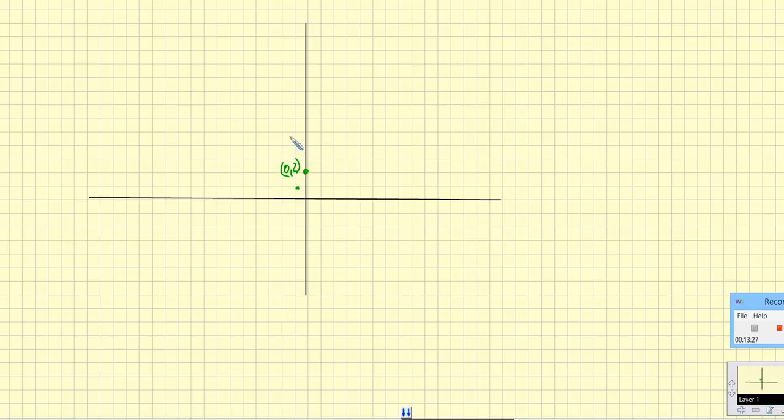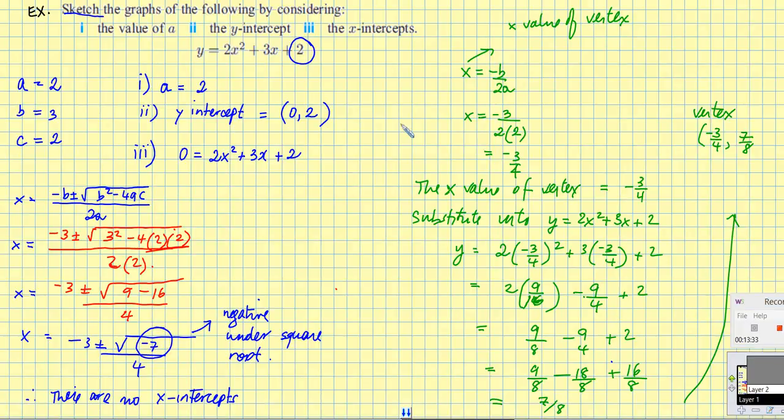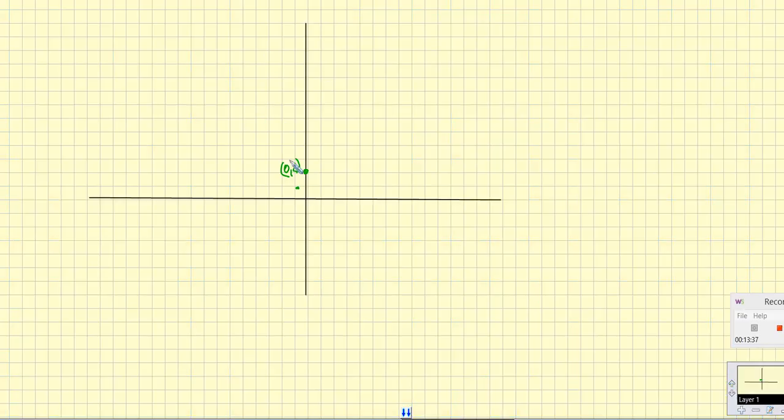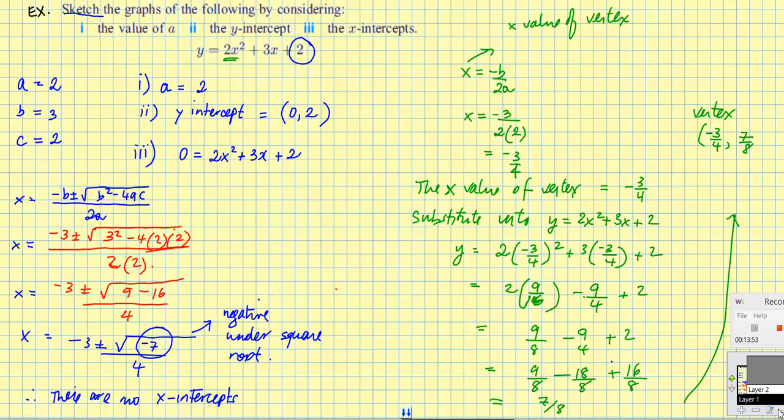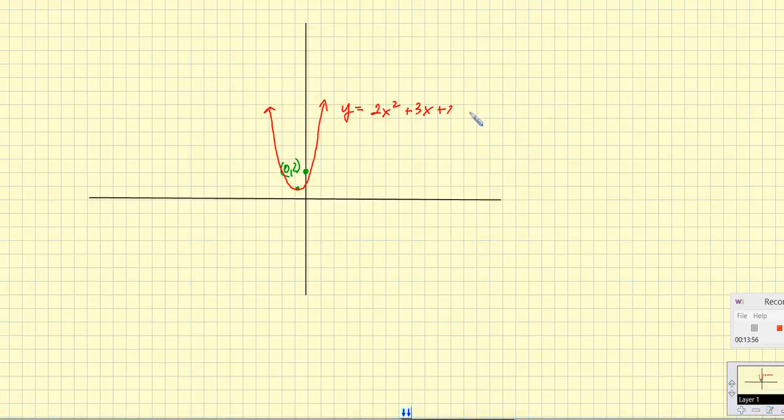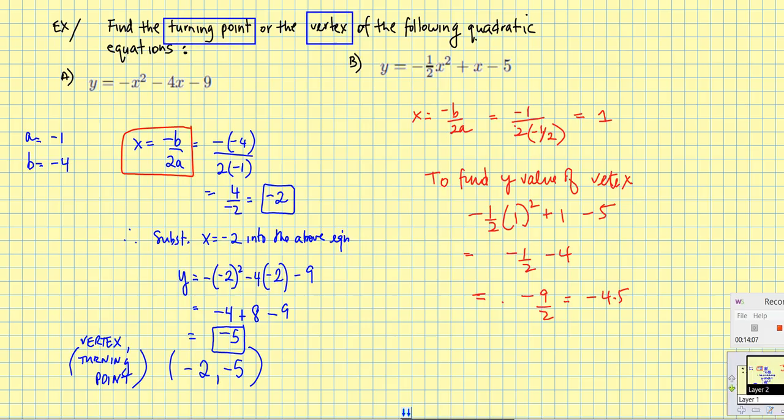So now we have enough information to graph the parabola, and what we need to take a look at is whether the parabola is facing upwards or downwards. Because it's positive, it's facing upwards, and therefore our graph is going to look approximately as such. And there is our parabola for y equals 2x squared plus 3x plus 2. Okay, remembering always, of course, to label all axes and show the scale on the axes and the origin. Okay, let's move on to another question.